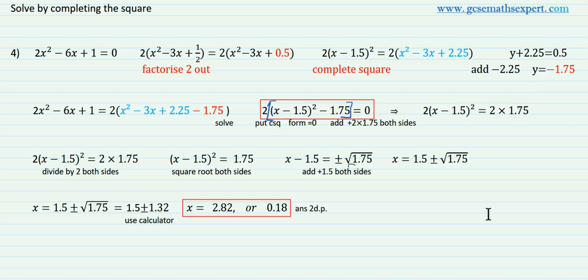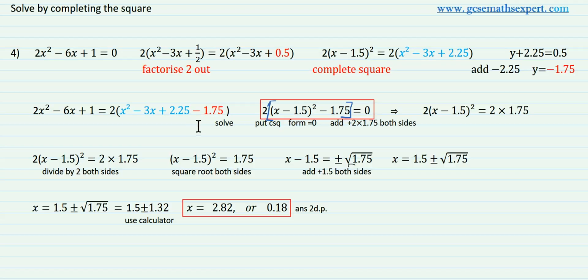Okay, then we have the original equation, and we've got the completed square form as well. So we have 2 into this, x squared minus 3x plus 2.25, and we have this minus 1.75. This is the adjusting number which we have to add to get it to 0.5, yeah? Plus 2.25 minus 1.75 gives me 0.5, yeah?